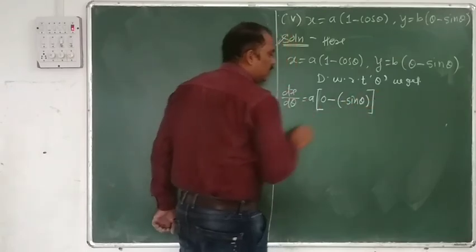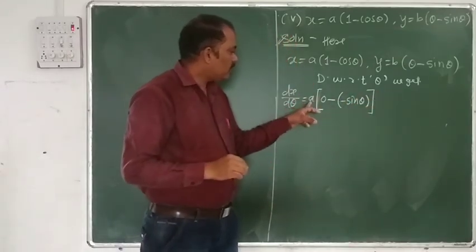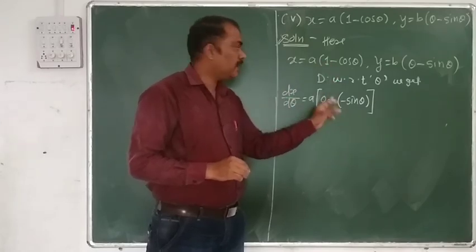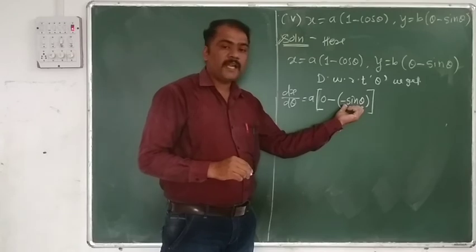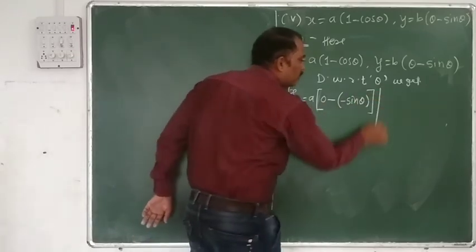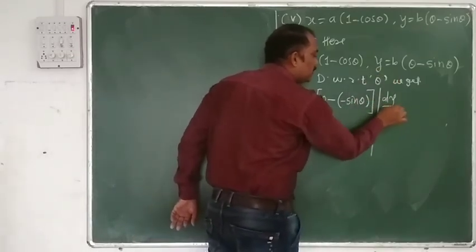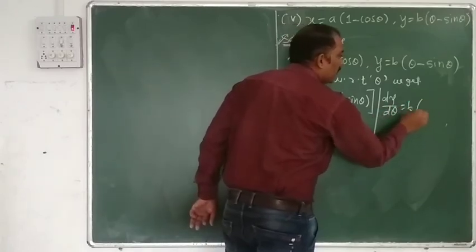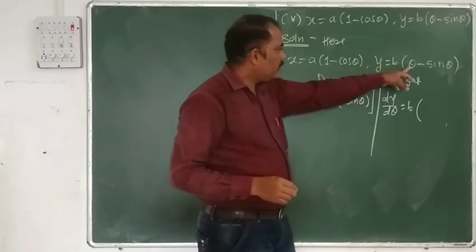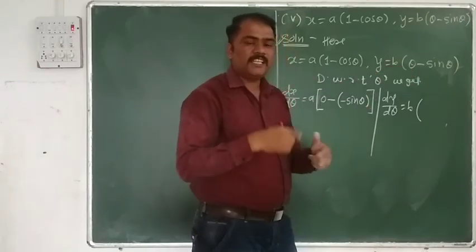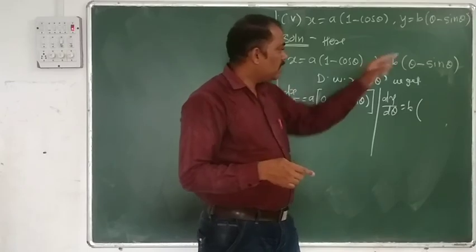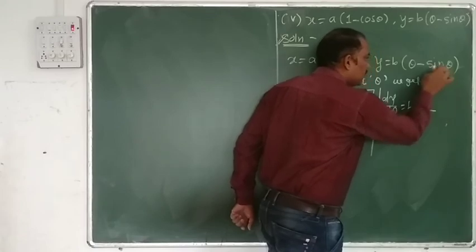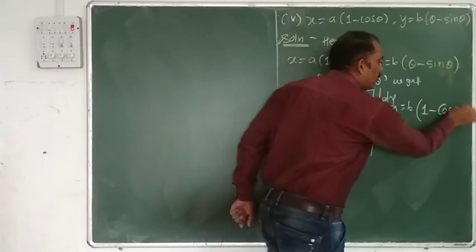You have to change the bracket. A is a constant, so we take it outside the derivative. 1 is a constant, its derivative is 0. The original minus sign is there. Derivative of cos theta is minus sin theta. Similarly, we take the derivative of y with respect to theta, that is dy by d theta. B is a constant, so we take it outside the derivative. Derivative of theta with respect to theta is nothing but 1, same as the derivative of x with respect to x. Minus, what is the derivative of sin theta? It is nothing but cos theta.